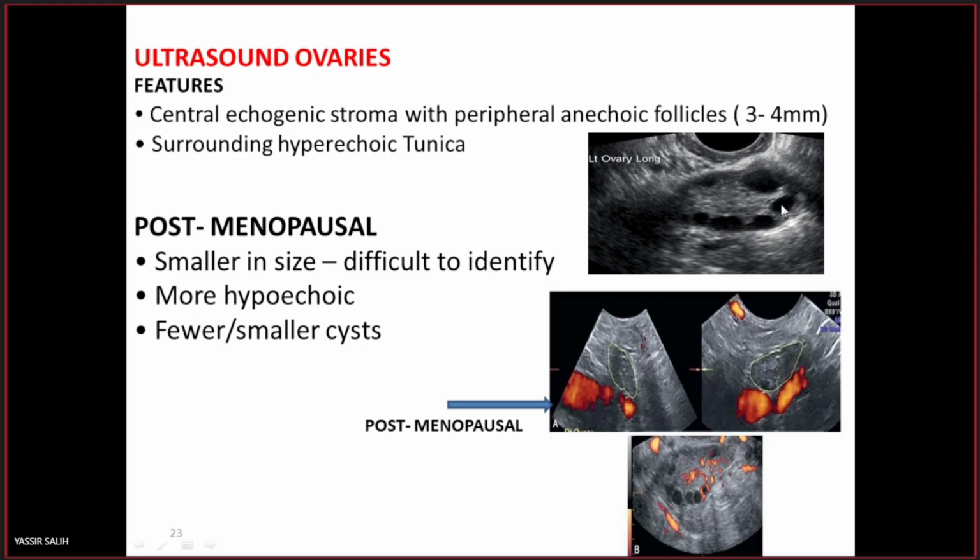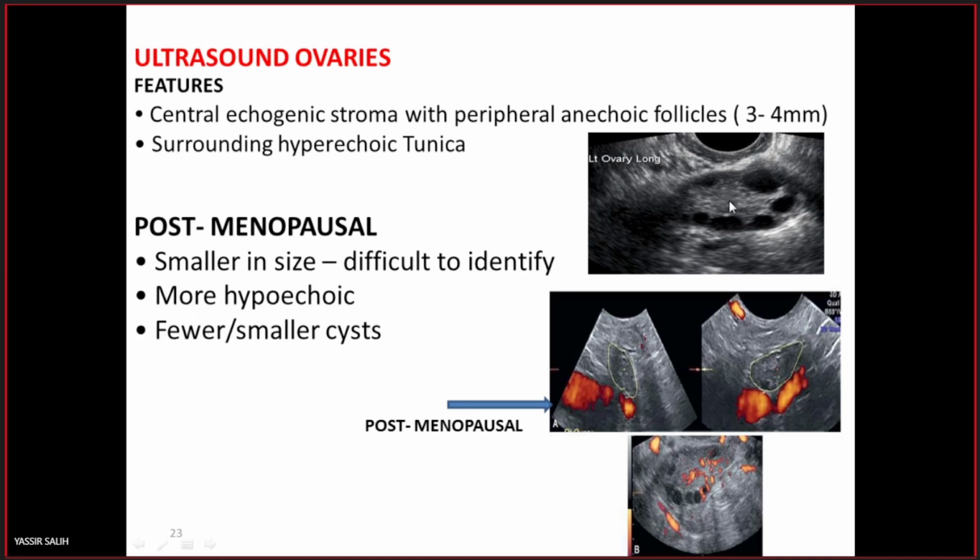Flat structure, these follicles. Size بتاعها usually range between 3 to 4 millimeters. But this is the normal appearance, and this is a hyperechoic دي بنسميها theca. فإذا this is the stroma, and these are the follicles. These follicles are distributed in the periphery, and this is the theca. أهم شيء نعرف إنه this is the normal.